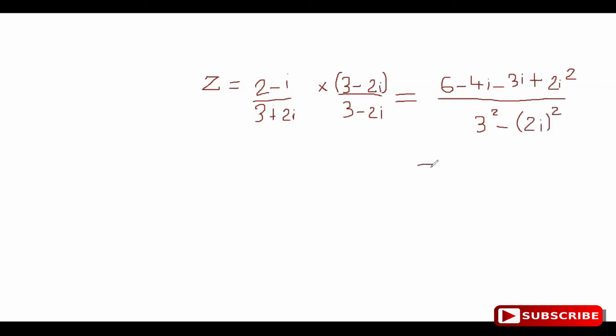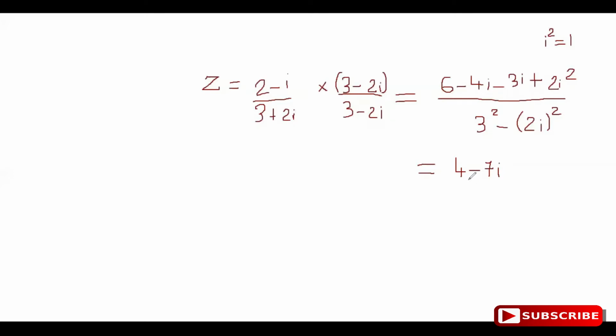So we simplify it, and we know that i squared is minus 1. And so what we end up having right here is i squared, minus 1 times 2, is minus 2. 6 minus 2 is 4. And then we have minus 4i minus 3i, which is minus 7i.